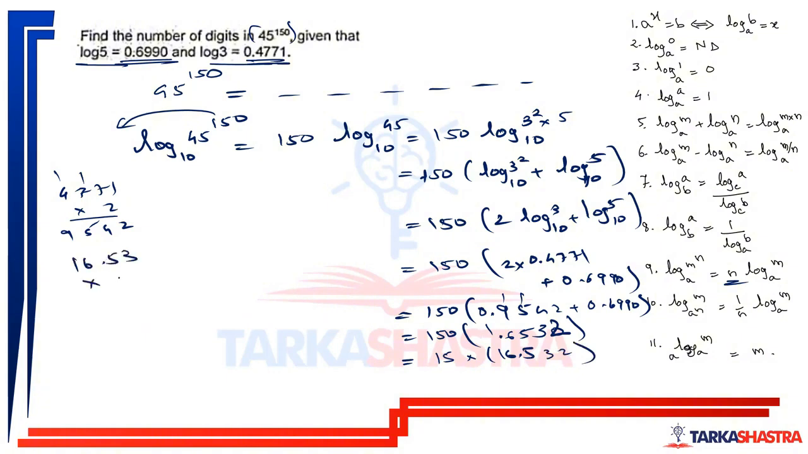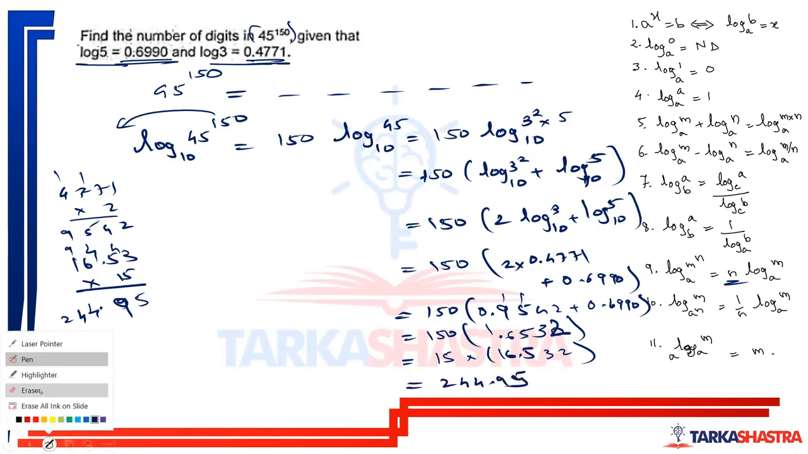16.53 into 15, I am doing this. So this is 5, this is 4, this is 45, this is 9, this is 4, this is 94, 9, this is 244.95. Somewhere in that range. So this value is coming out as 244.95.